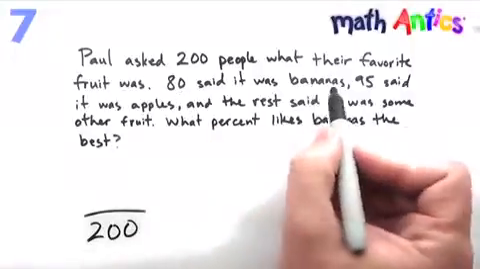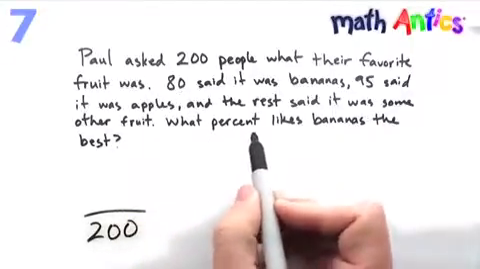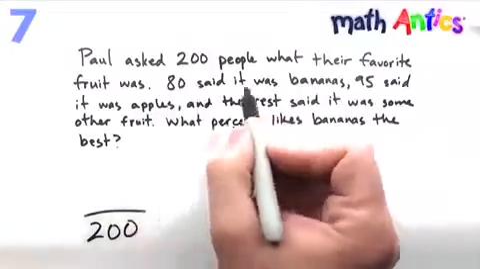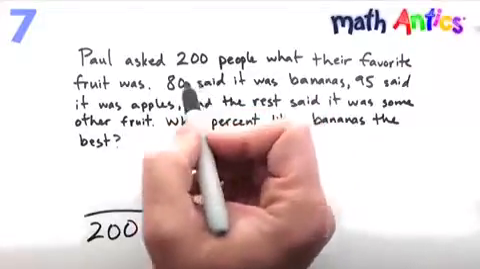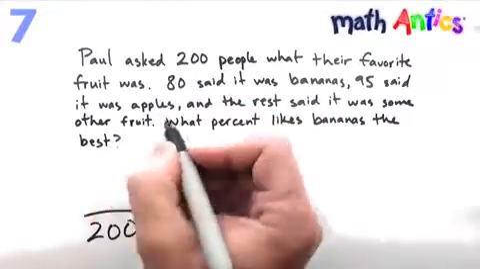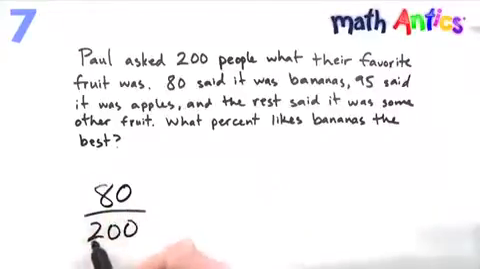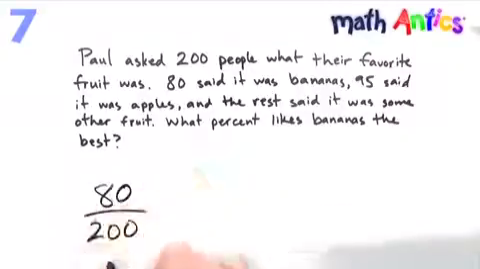So we have 80 said it was bananas, 95 said it was apples. And our question is asking us what percent likes bananas the best. So 80 is the number we're looking for. 80 is the part of the 200 that we're trying to find. The percent of that is what we're trying to find. So 80 is our top number, 200 is our bottom number, and we need to find what the percent of this fraction is.